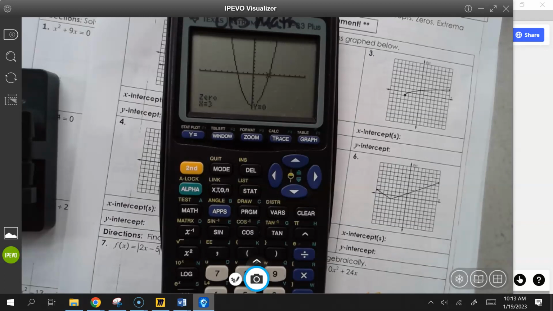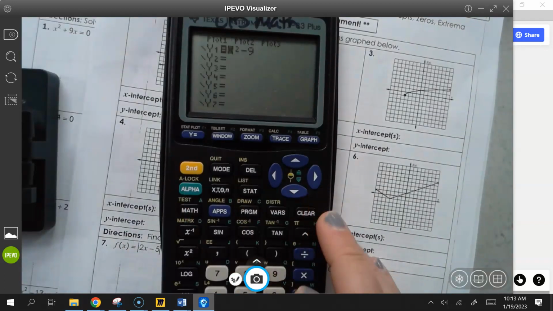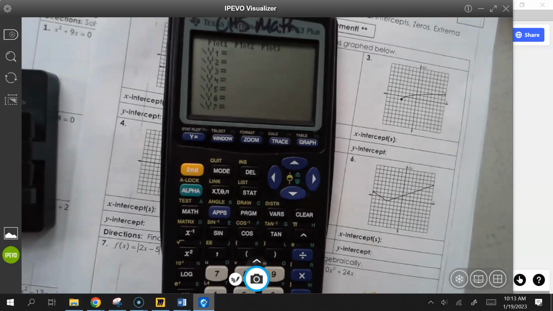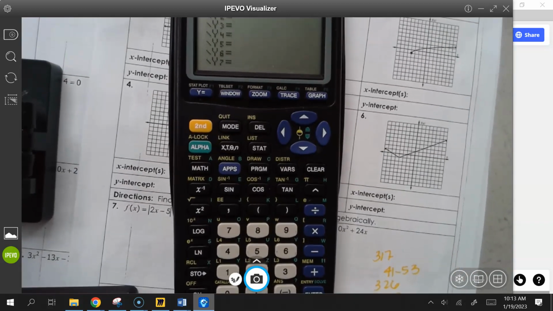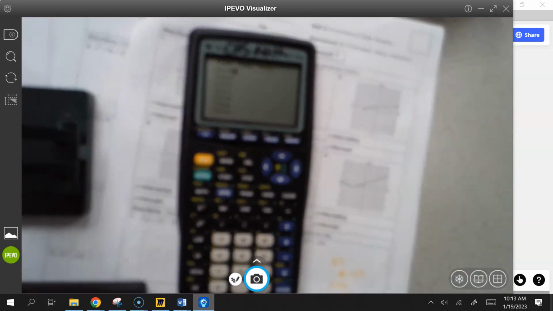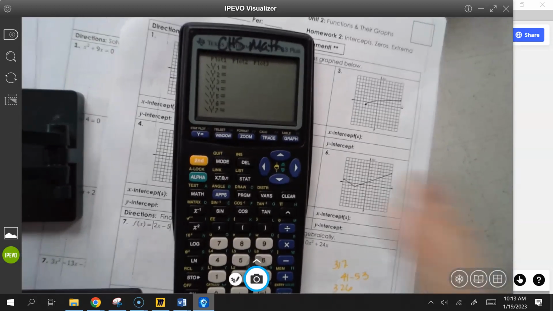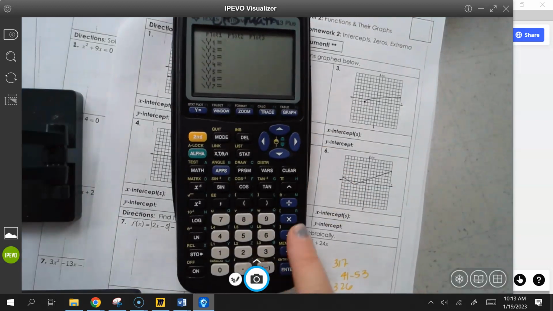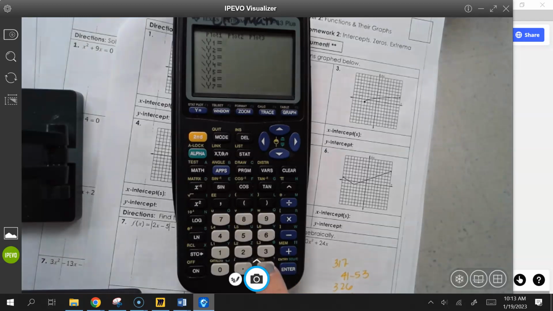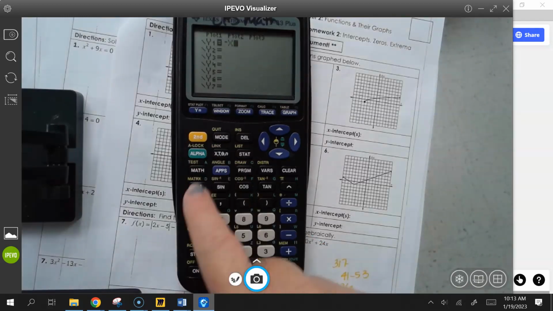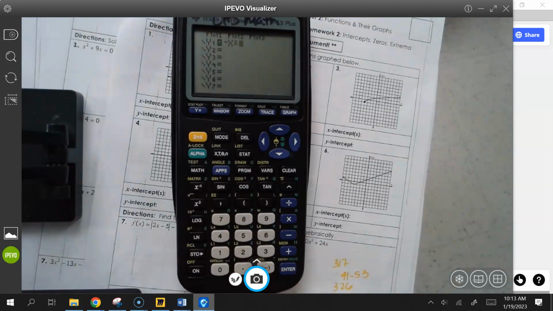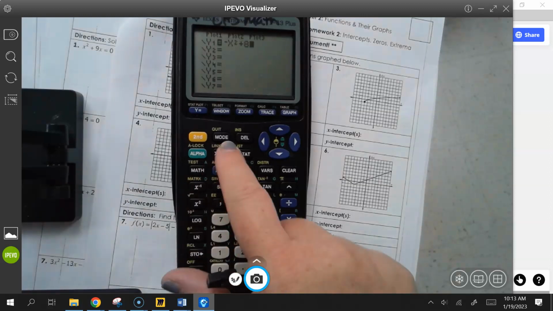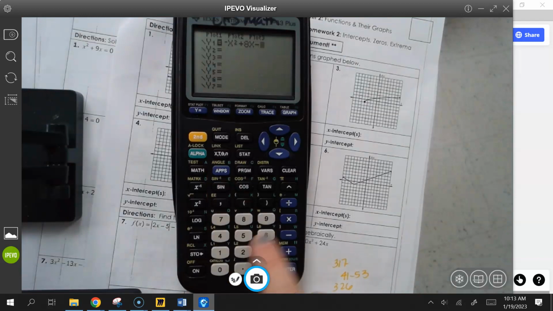7 is negative x squared. So when you put a negative in, be careful because minus and negative are two different things on your calculator, and you'll get a syntax error if you get them mixed up. This is the negative button. This is the subtraction button. So if I want negative x squared, I do the negative under the 3, x squared, plus 8x minus 17.